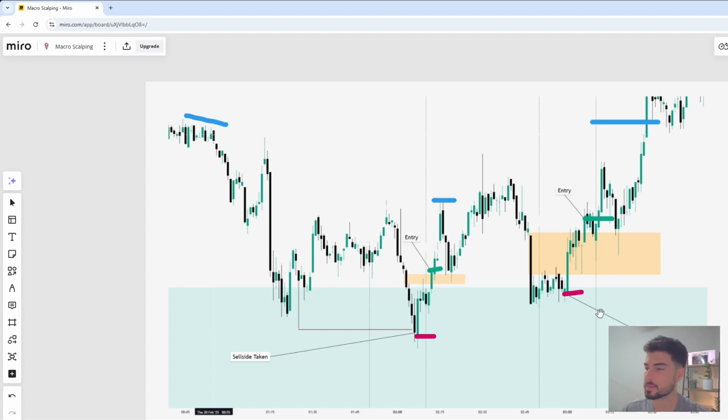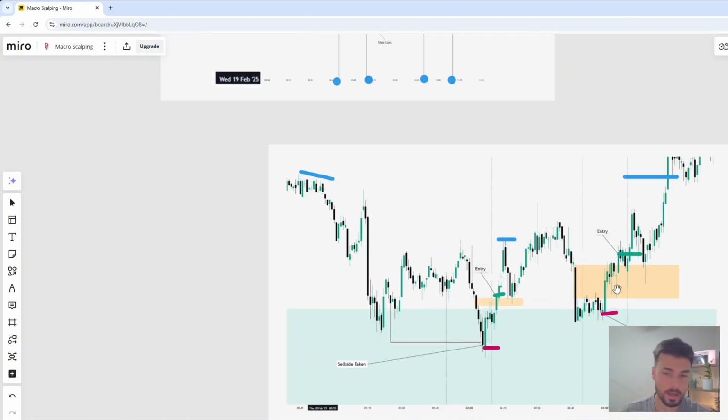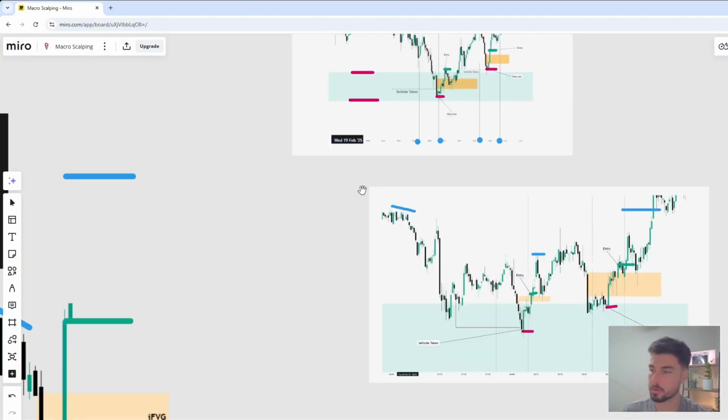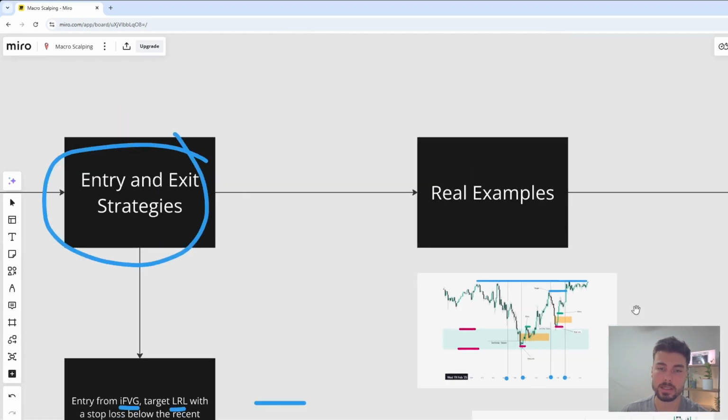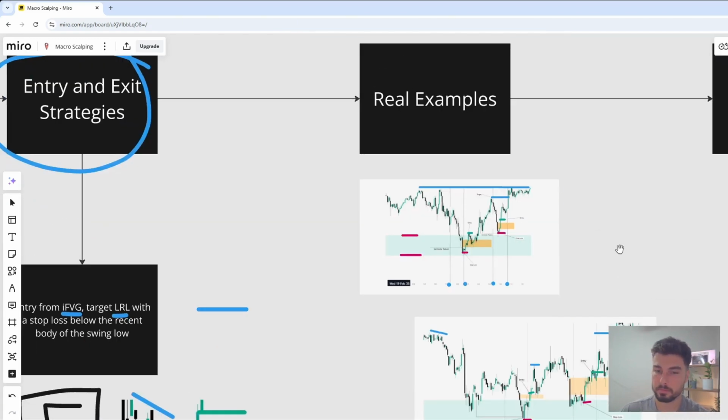You use fair value gaps to act as support or resistance, and then you drop down to the 1-minute chart and execute using this framework. It's just as simple as that. People from across the world are using this model, using this strategy in my Discord across the globe, right? Because it's so easy to implement.